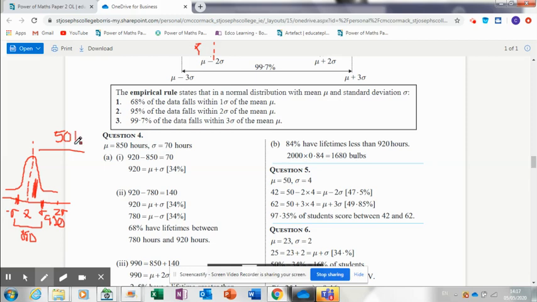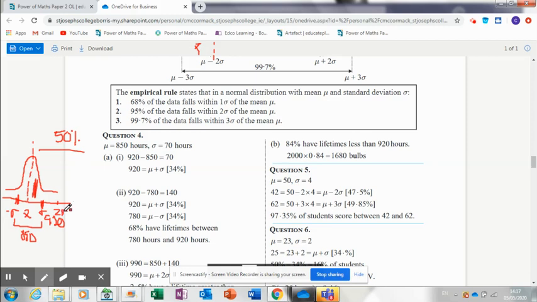Right? 50%. The whole thing is 100%. This part here is 50%. So 990 will last longer than 990 hours. So 990 would be 920 plus 70 is 990.